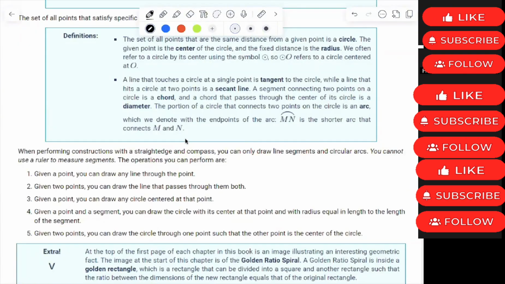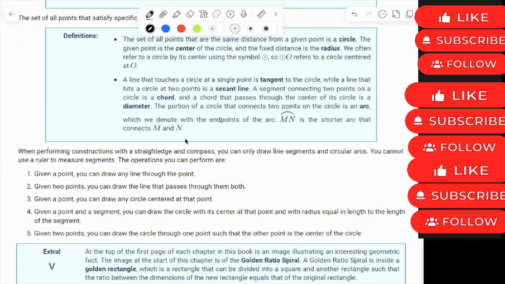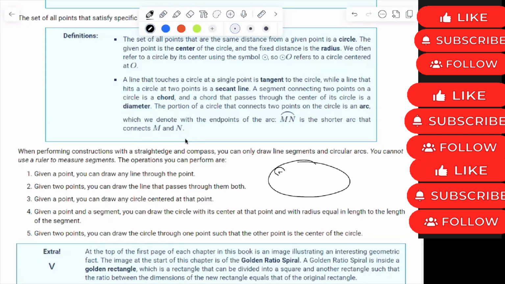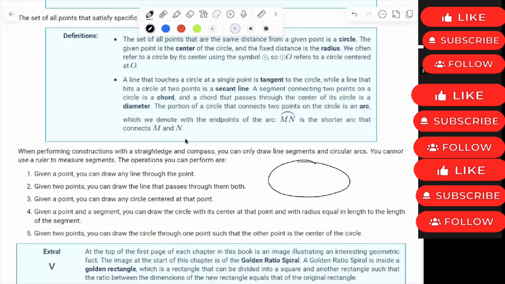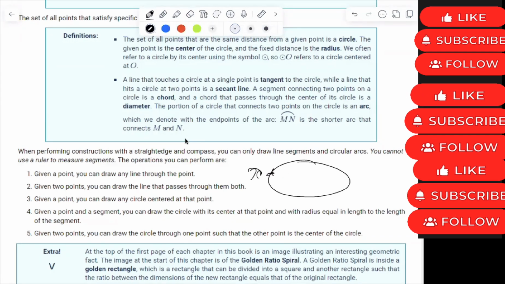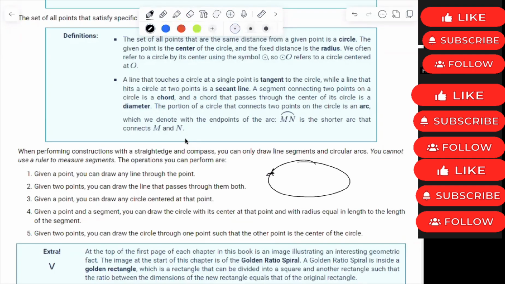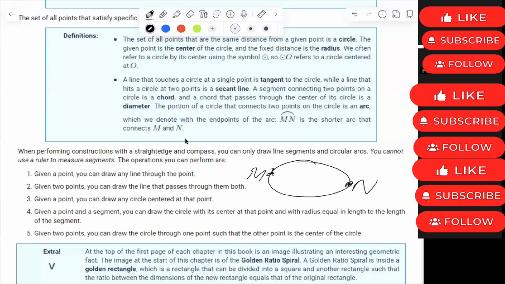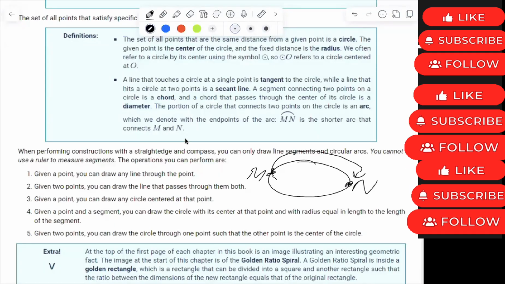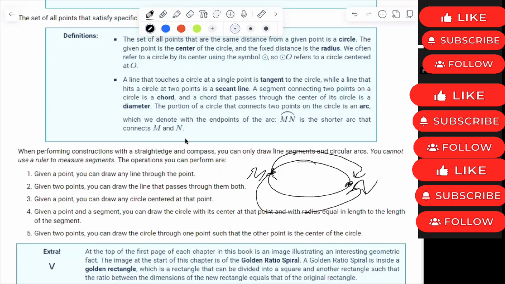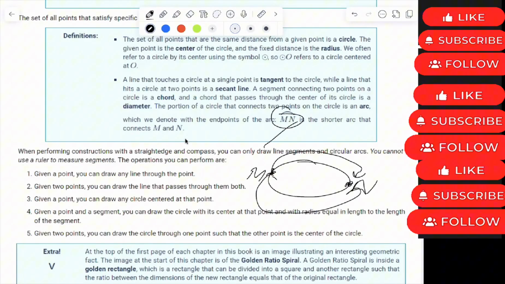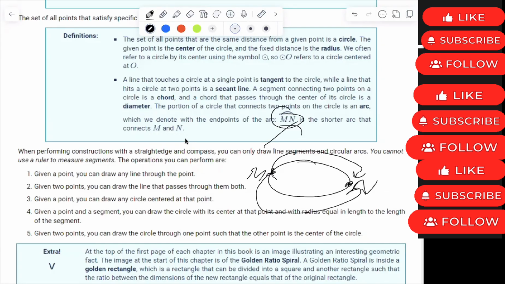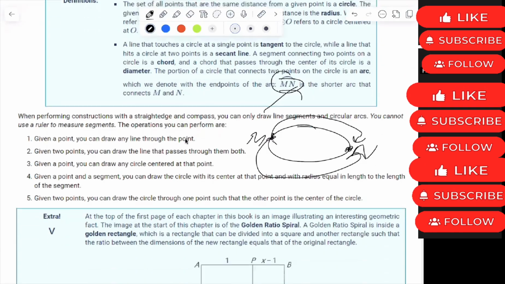MN is the short arc that connects M and N. As you can see, this is M, and this is N. The arc over here is the same as the arc over here. Well, it's not the same, but it's basically the same notation. And technically, we will only do it as the shorter arc, right? Then there are two ways to have an MN, right?